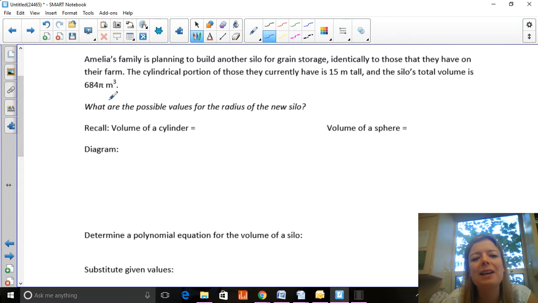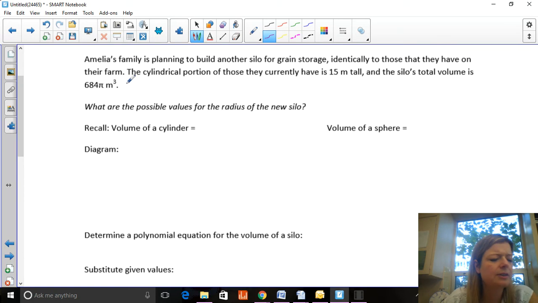Amelia's family is planning to build another silo for grain storage, identical to those that they have on their farm. The cylindrical portion of those they currently have is 15 meters tall, and the silo's total volume is 684 pi cubic meters. What are the possible values for the radius of the new silo?